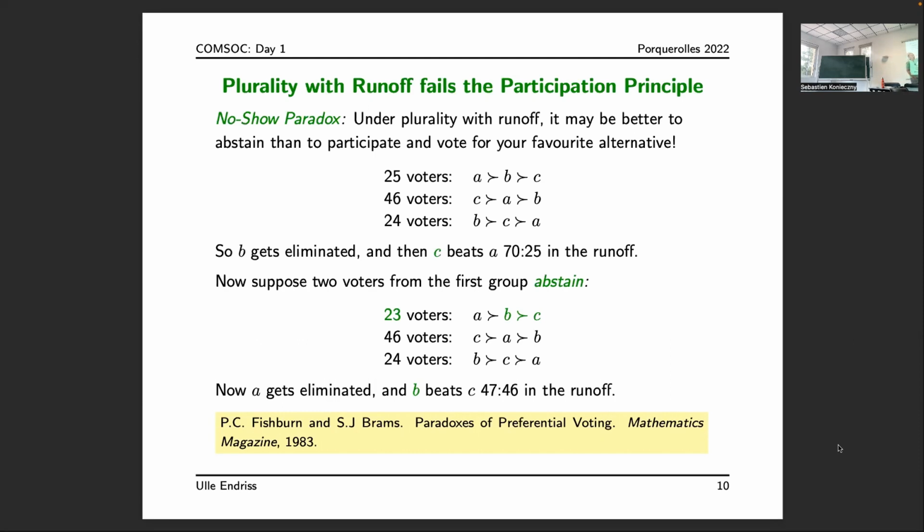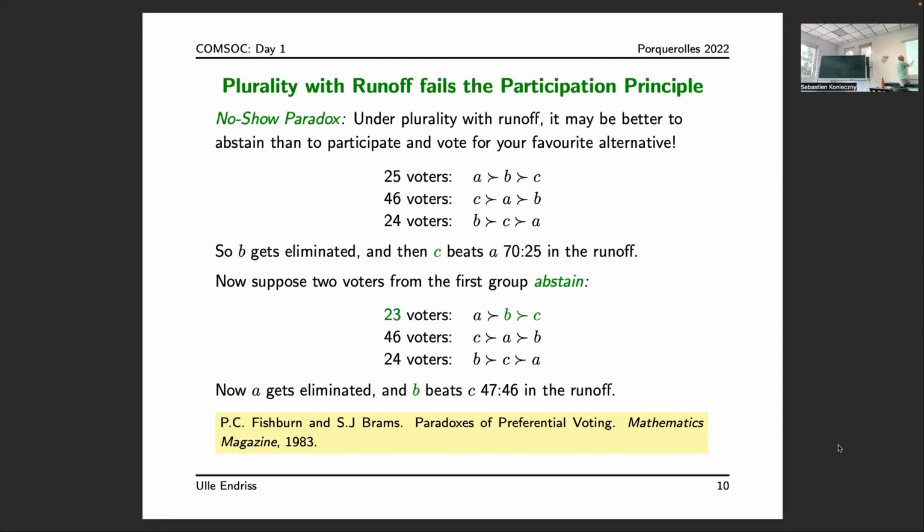A and C make the runoff. These are the two better ones in the first round. B gets eliminated. So these 24 voters in the second round have to choose between C and A. So they will go for C. So there will be a very big majority, 70 against 25, who in the second round say C is better. So C would win the election. That would make the first group very unhappy. Let's keep a note of that. So C wins the election. The first group is really unhappy. They would like A. Probably they're not going to get A. And even B would be better than C.